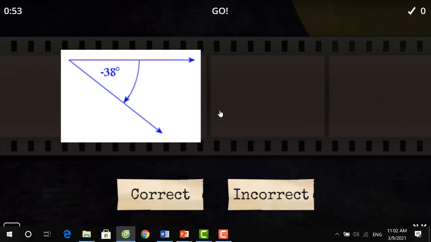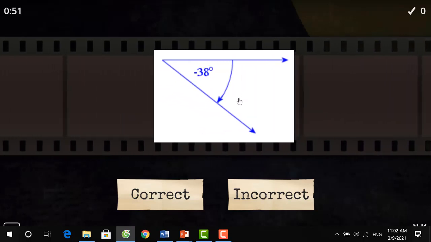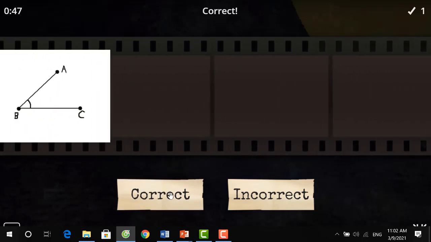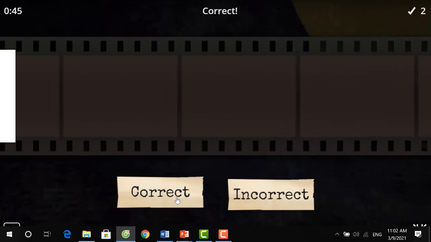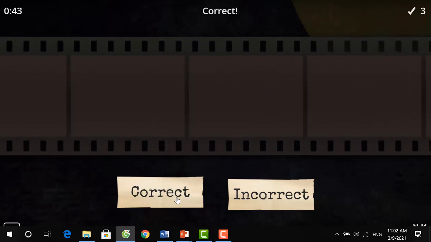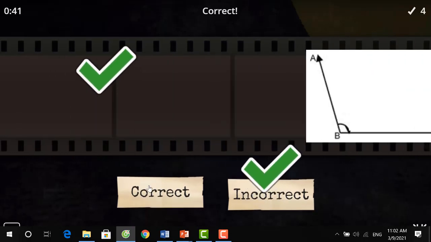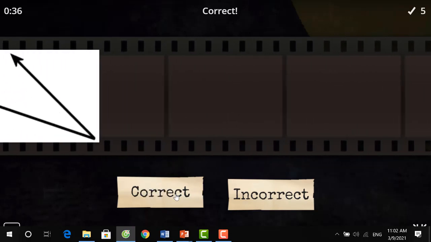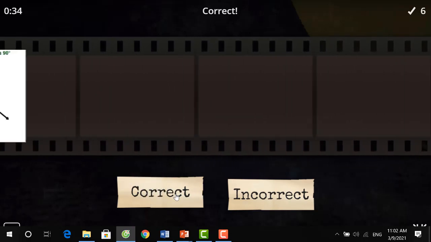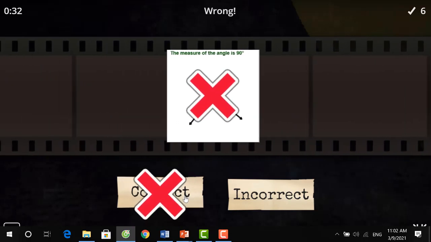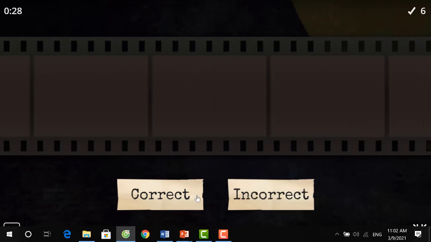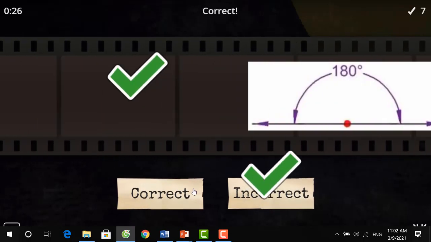Alright, incorrect or correct with acute angles. This is correct. This is correct. Correct. Incorrect. Correct. Correct. Correct. Incorrect. Correct.